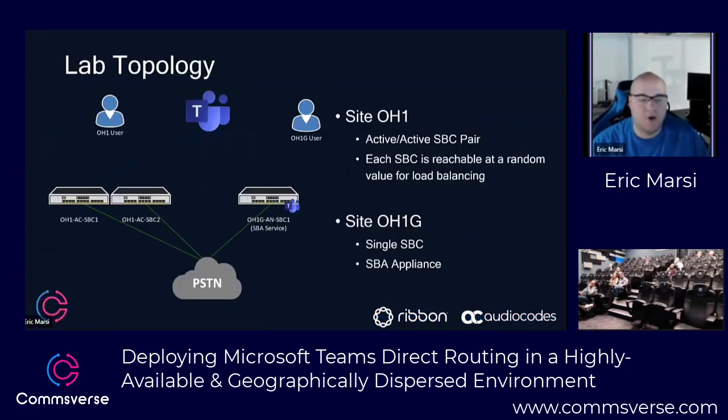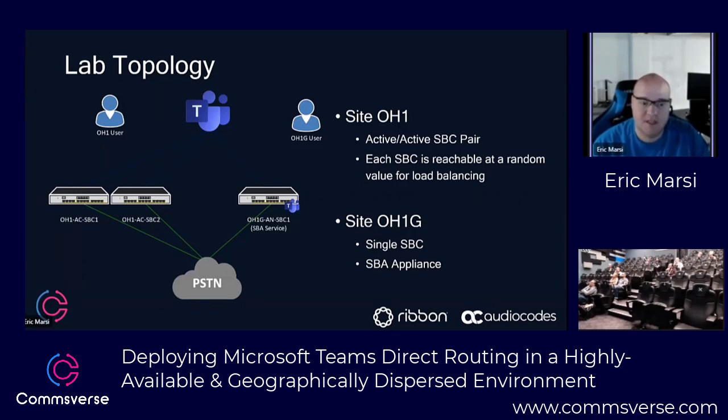Before we hop into the lab, I do want to start off with a quick overview of the topology that we're looking at today. So we have two sites of my quote-unquote organization, and we have site OH1 and site OH1 guest. I just simply use my guest network to try to pull the SBA appliance in because I was too lazy to virtualize an entire other site. But at the primary site, we do have an active SBC pair, and each SBC is reachable at a random value. I'm not specifying to go to SBC1 or SBC2 first.